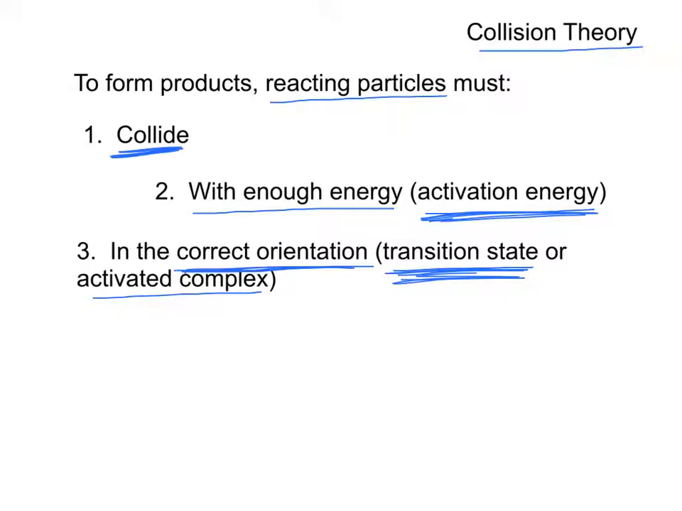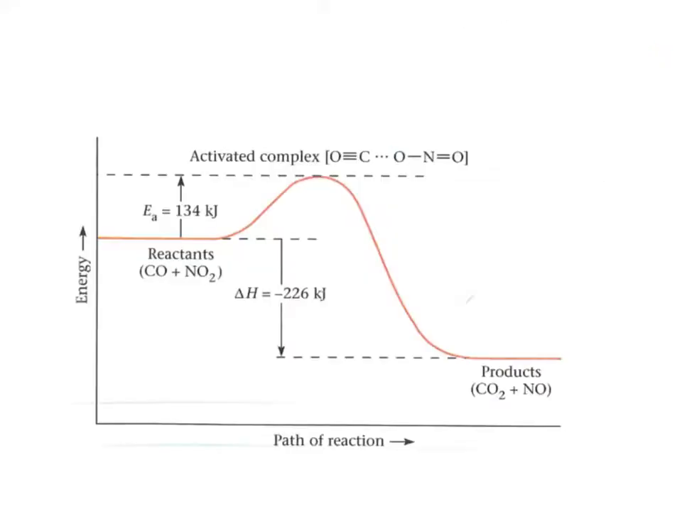Okay, so anything that we do that can cause more collisions, or more effective collisions, an effective collision is any collision between particles with enough energy to react. So anything we can do to increase collisions and effective collisions will increase the rate of the reaction. At the very beginning of this chapter, we looked at things like surface area, temperature, a catalyst, and things like that.